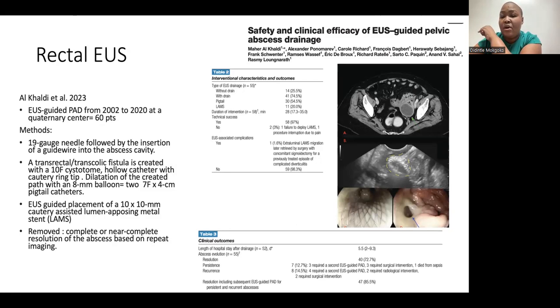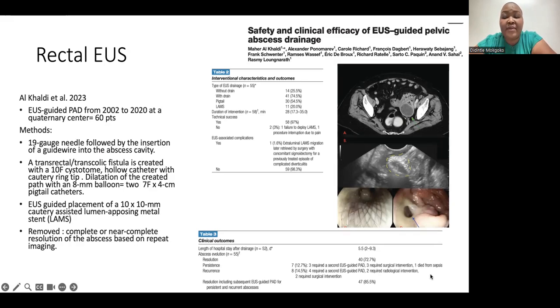And we just placed a hot Axios into a pelvic collection just last week. They did have some patients who had persistence of abscesses, meaning they put the stent in and there's still a collection, or there's a new collection. And you can see that in those patients, they still managed to rescue the situation by doing another EUS guided drainage, and only 3 of them required intervention.